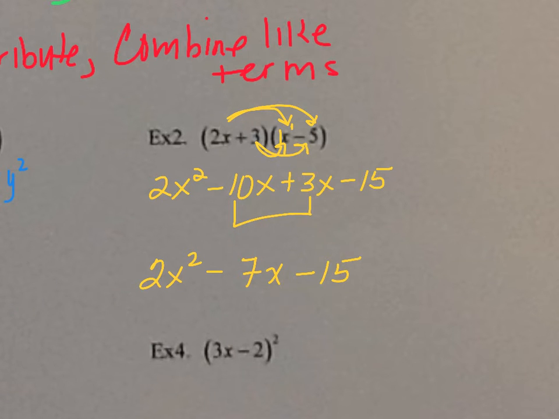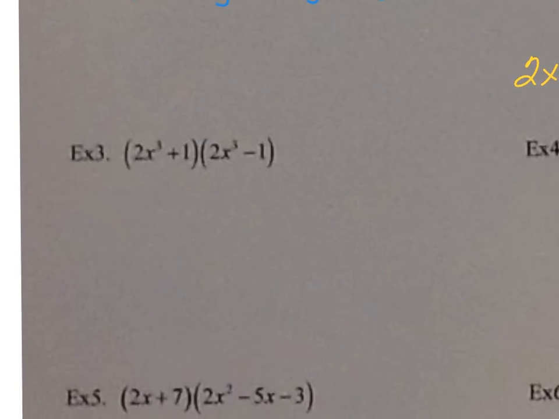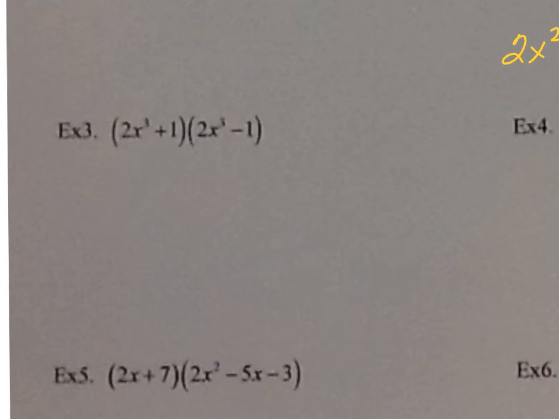Okay, let's take a look at number 3. Same thing again, we have multiplying two binomials together. Now these binomials are special. All right, so let's see what happens. So we have 2x to the third times 2x to the third. That would be 4x to the sixth. 2x to the third times negative 1 is negative 2x to the third. 1 times 2x to the third is positive 2x to the third. And 1 times negative 1 is negative 1.